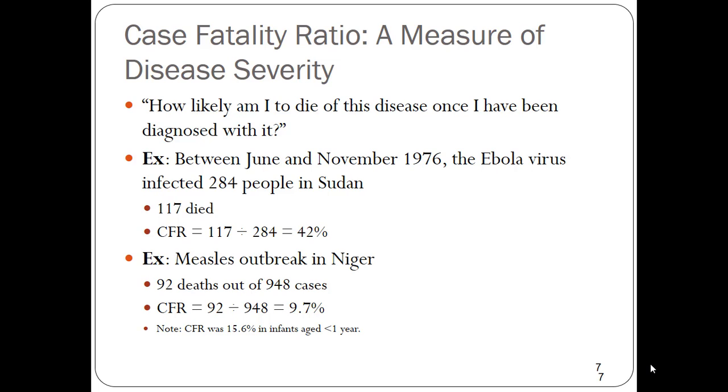Another example is a measles outbreak in Niger, where you had 92 deaths out of 948 cases. This gave a case fatality rate, 92 divided by 948, of 9.7%. However, note that the case fatality rate was 15.6% in infants aged less than 1 year. So the case fatality ratio may vary depending on subpopulation.